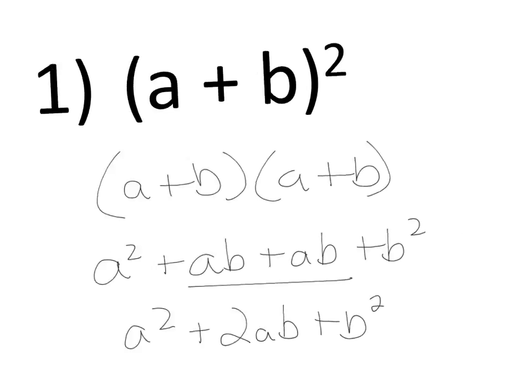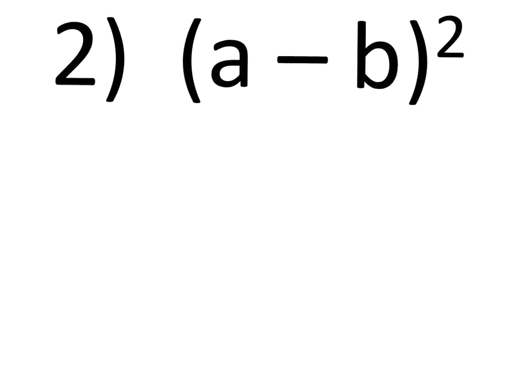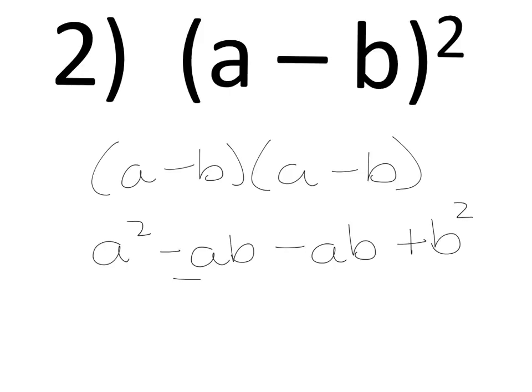On the next review problem, number 2, it's the same concept. You're going to write it out twice and get a minus b times a minus b, and then when you FOIL, you have a squared minus ab. If you have ba, it's the same thing, minus ab, and then negative times negative will be a positive b squared. So again, combine like terms in the middle and get a squared minus 2ab plus b squared.